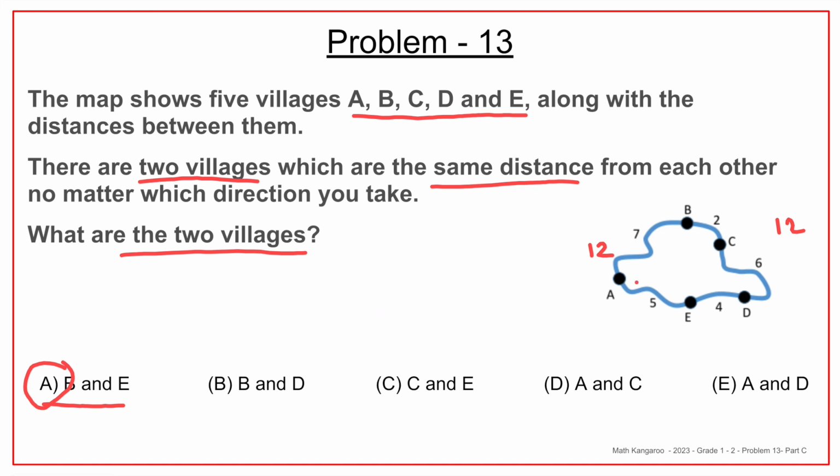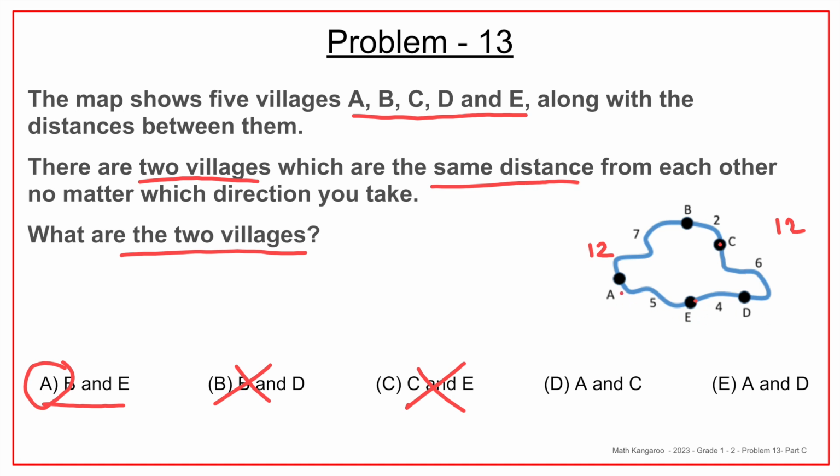Let's try another. B and D. 7 plus 5, 12. 12 plus 4, 16. 6 plus 2, 8. This is not our answer. C and E. So C is here and E is here. 10. And from C to E, this direction, we have 2, 7, 8, 9. 9 plus 5, 14. That is not our answer.